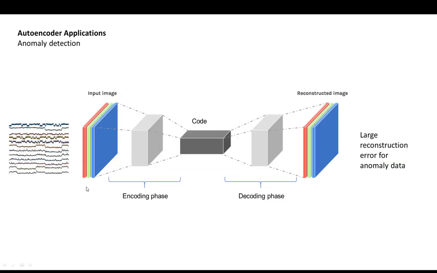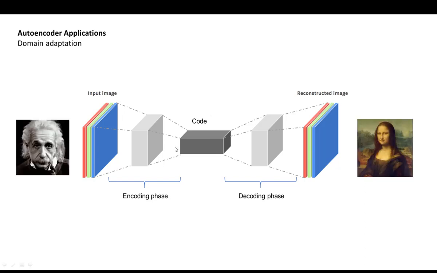For anomaly detection, we trained the autoencoder on a whole bunch of good data, or non-anomaly data, if that's a term, and reconstructed the original data during the training process. Then we said any large reconstruction errors, we call that data an anomaly.